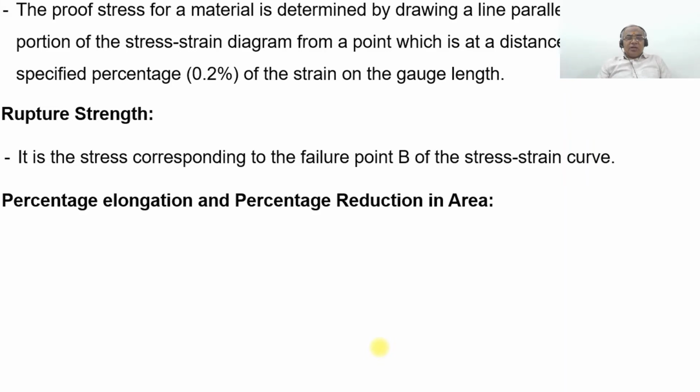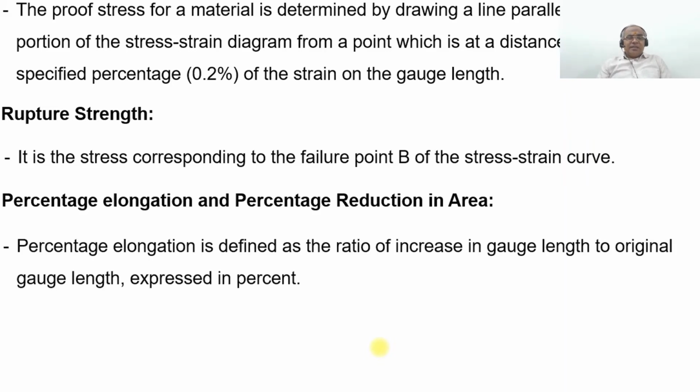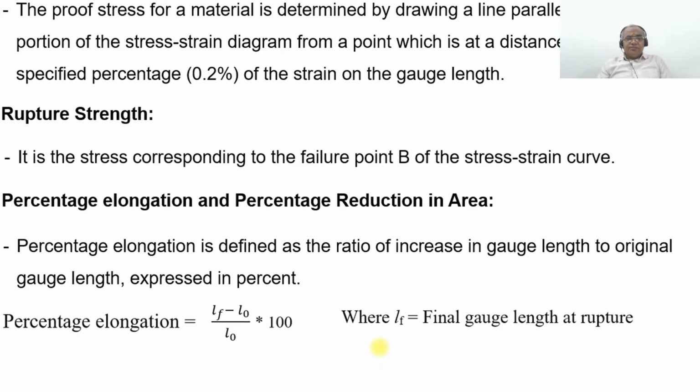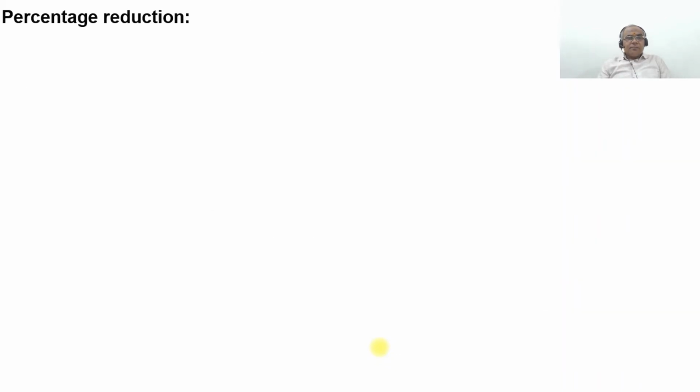So what are the percentage elongation and percentage reduction in area? Percentage elongation is defined as the ratio of increase in the gauge length to the original gauge length, expressed in percent. Percentage elongation is (LF minus L0) by L0 into 100, where LF is the final gauge length at the rupture and L0 is the original gauge length.